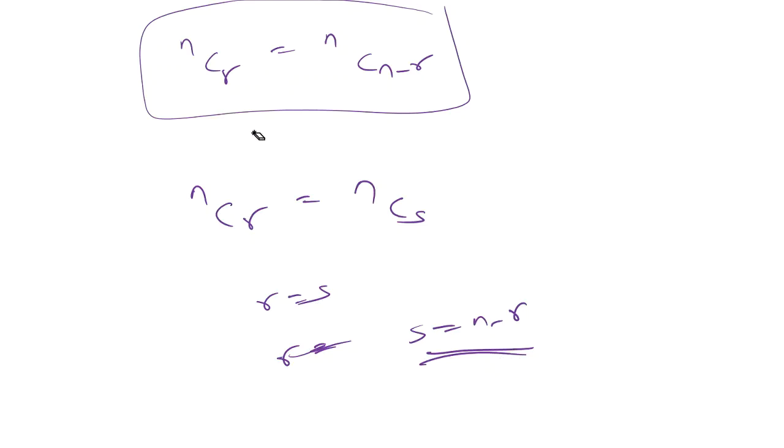So we have already proved this theorem: n choose r is the same as n choose n minus r. What about the converse, in the sense, if n choose r is equal to n choose s, then can I say that s is equal to n minus r? That is the question. So here luckily the converse is also true.